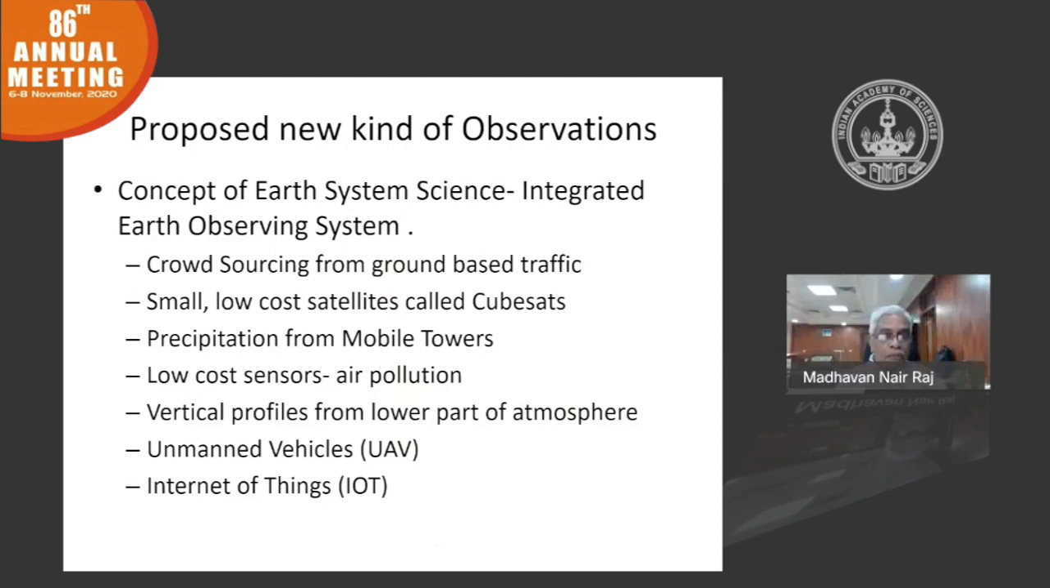And of course, precipitation from mobile towers. We have plenty of mobile towers. Mobile users are going up, especially in India. So we can derive precipitation from mobile towers. That's a new technology which people are talking about, and we have also started doing some work.